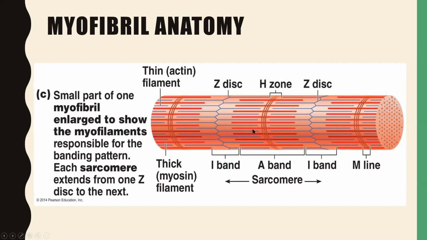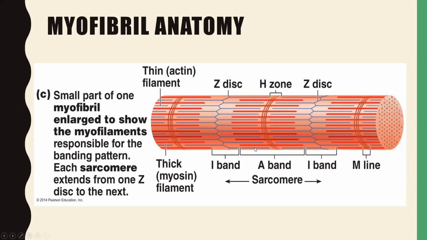Here was our I band. If you notice, in the I band there are only thin filaments. There are no thick filaments at all in the I band, and because they're thin filaments, that's what makes it light. The A band extends the width of the thick filament. The width of the thick filament never changes, and the same goes for the thin filament; that never changes either.